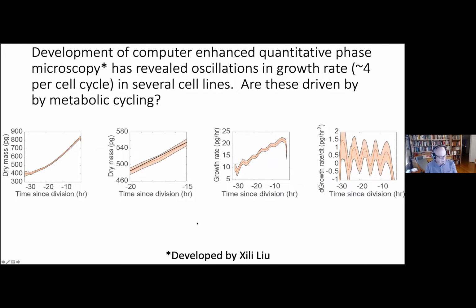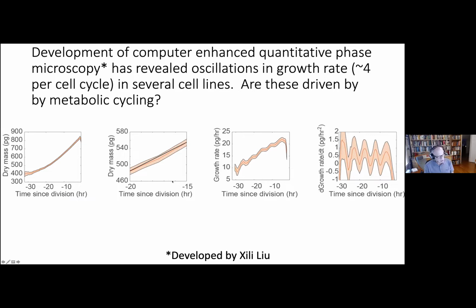So a lot of what I'm going to talk about depends on new methodology. This is a new method based on a method that was developed by several other people, including somebody who's now in my lab, called quantitative phase microscopy, and she developed computer enhancement to this. And here's a dry mass of a cell or a population of cells as a function of time. Nothing very extraordinary here. Since we're looking at it by microscopy, we can superimpose these cells, so that we look at their time since division. We don't see much there.